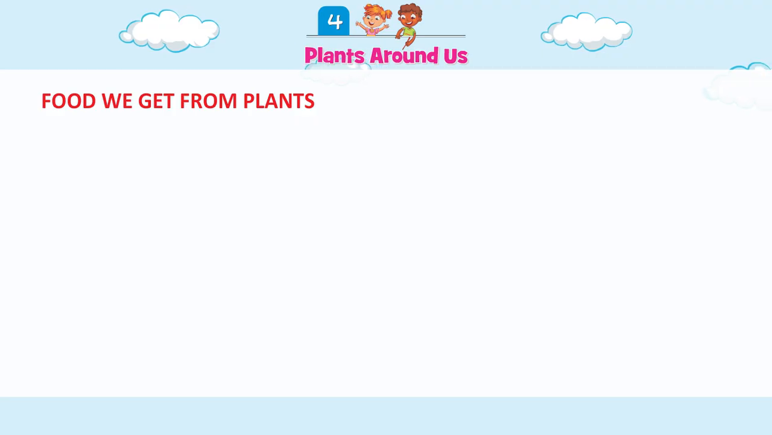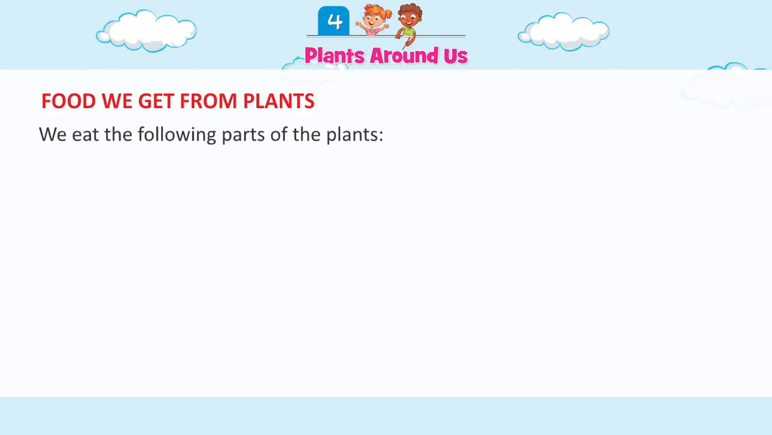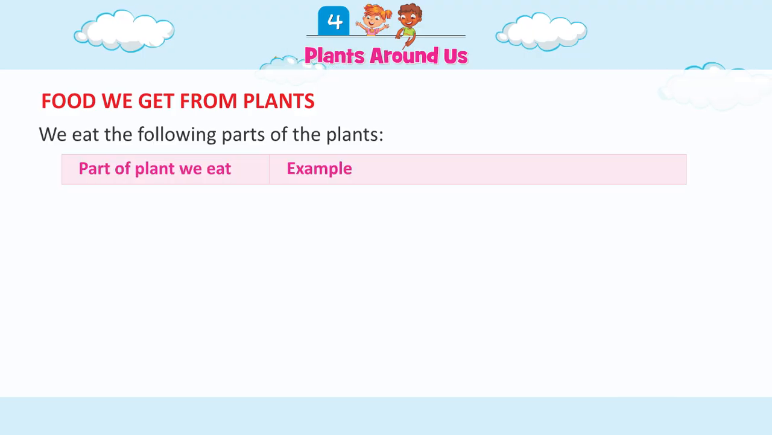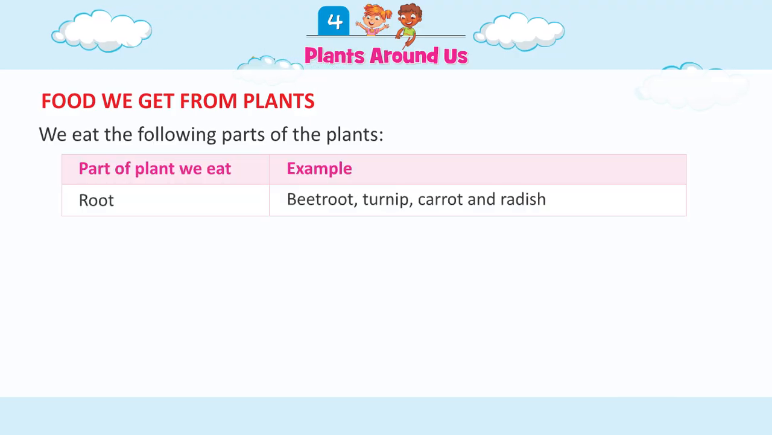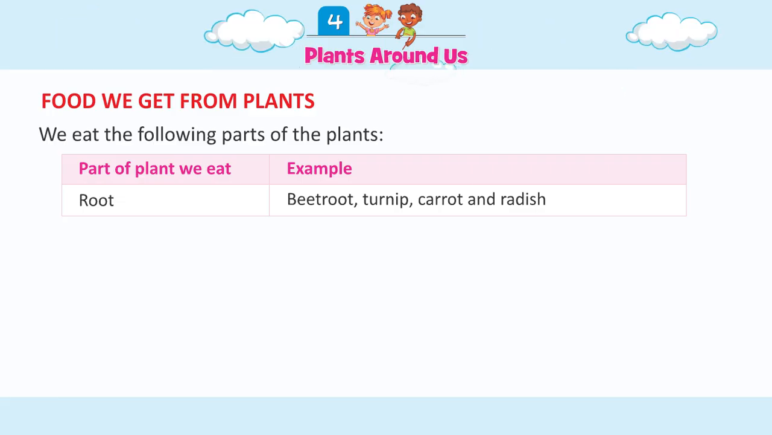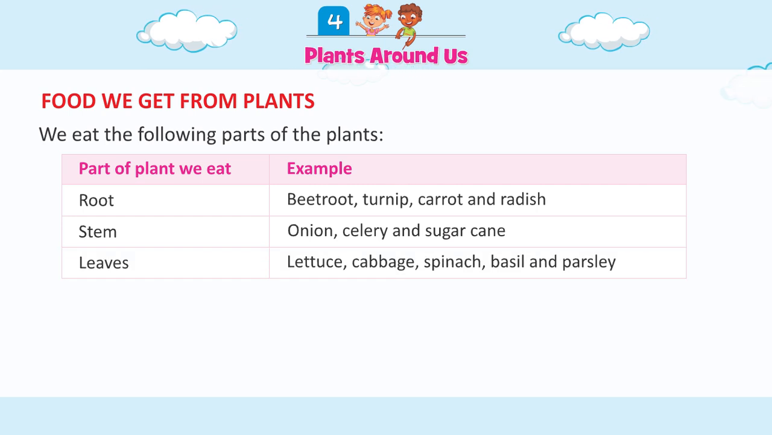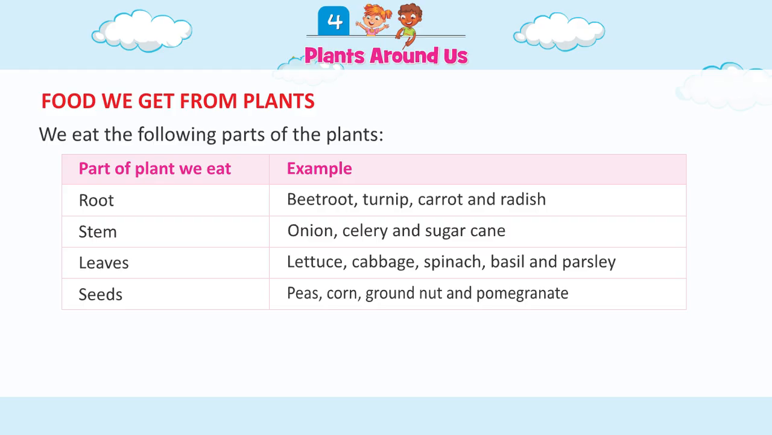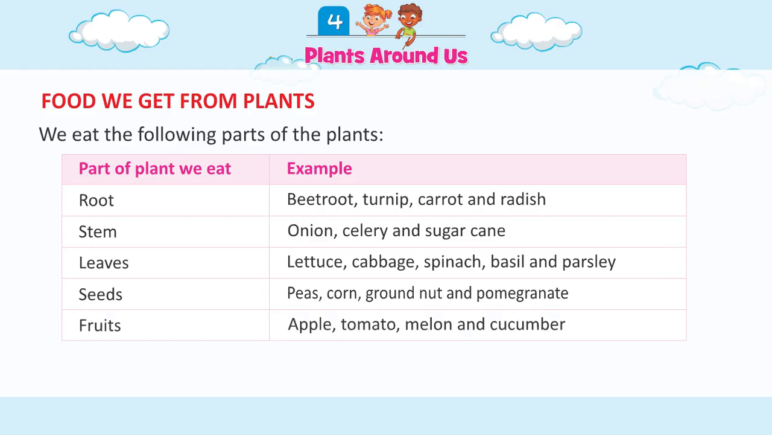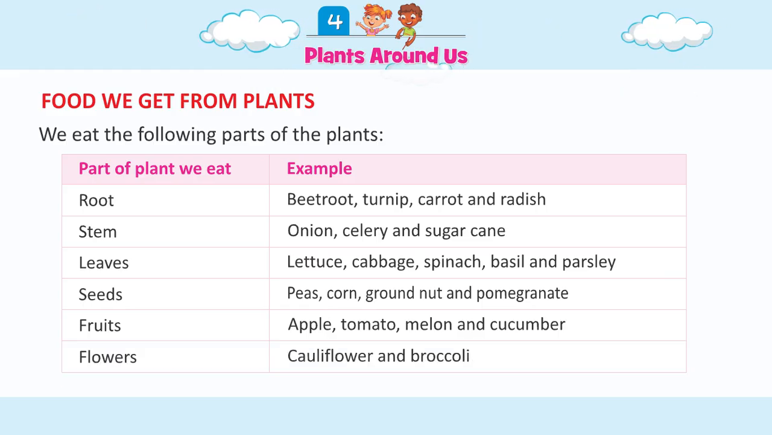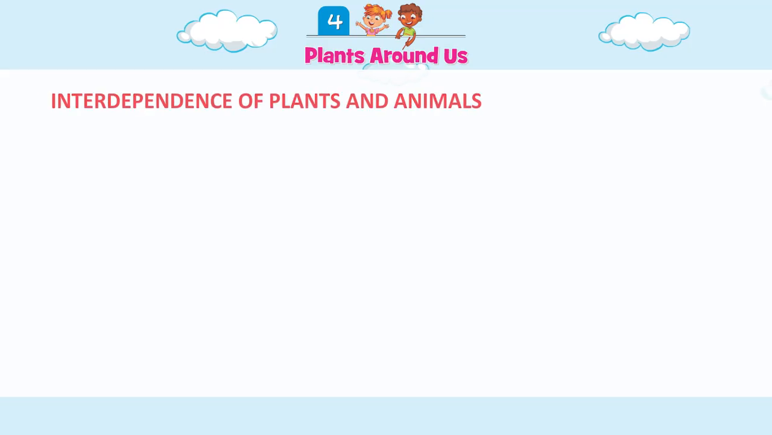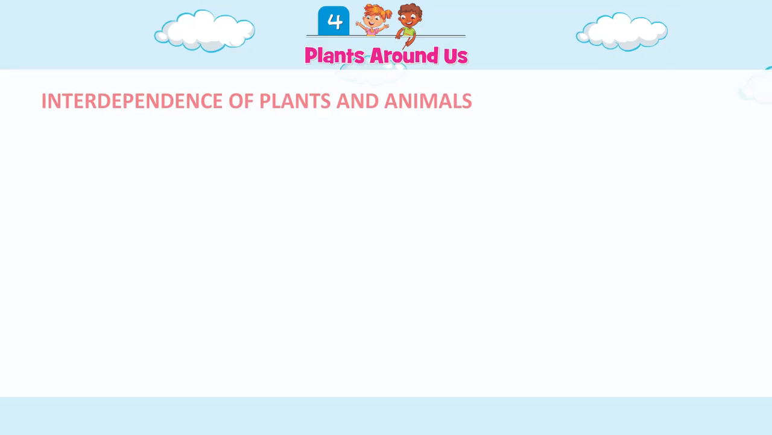Food we get from plants. We eat the following parts of the plants. Part of plant we eat. Example. Root: beetroot, turnip, carrot and radish. Stem: onion, celery and sugarcane. Leaves: lettuce, cabbage, spinach, basil and parsley. Seeds: peas, corn, groundnut and pomegranate. Fruits: apple, tomato, melon and cucumber. Flowers: cauliflower and broccoli.